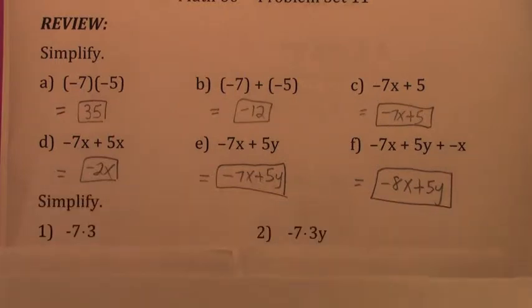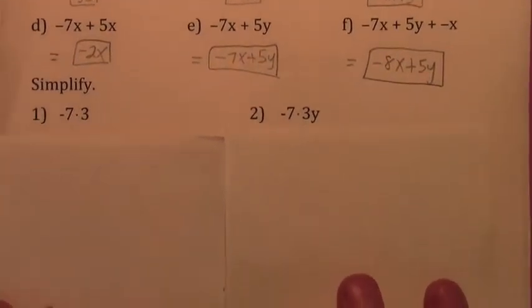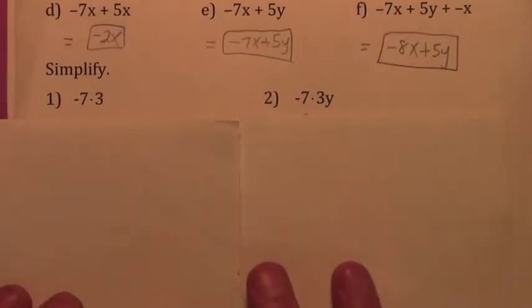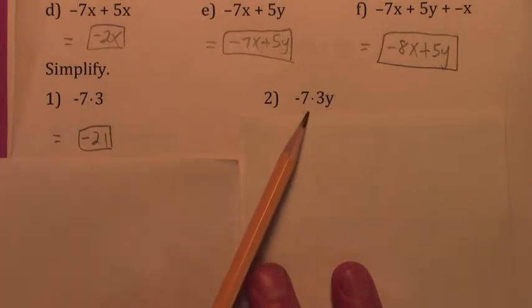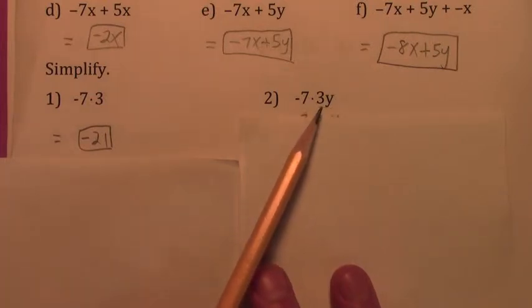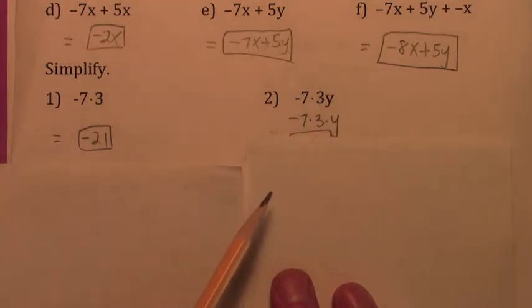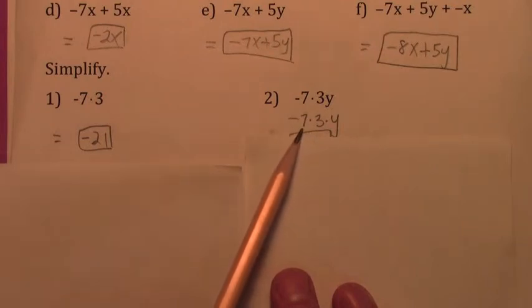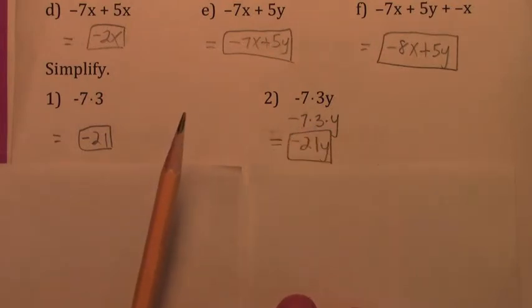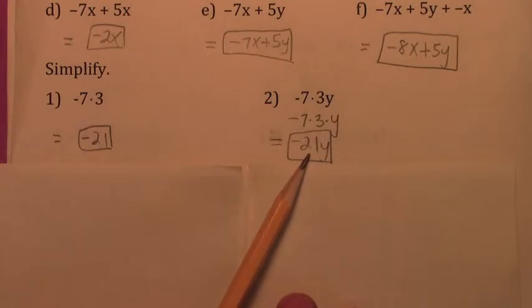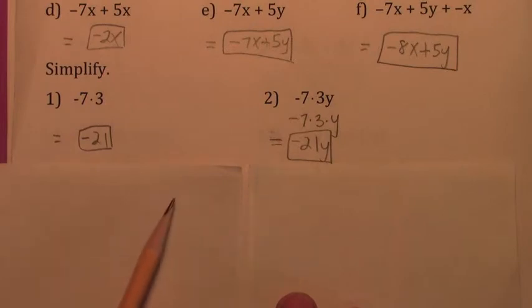Okay, let's keep going here. Let's look at the difference between negative 7 times 3 and negative 7 times 3y. Negative 7 times 3 is just negative 21, right? Negative 7 times 3y, remember what 3y means? It means 3 times y, so it's really negative 7 times 3 times y. It's really three numbers being multiplied there, right? Well, what's negative 7 times 3? Negative 21. You just leave it as negative 21 times y because you don't know what y is. So that's your answer, negative 21 times y.